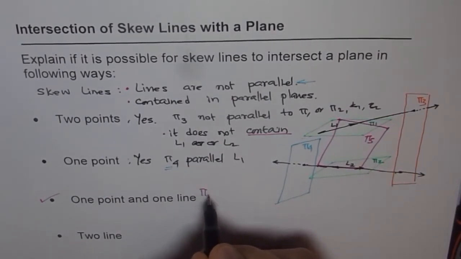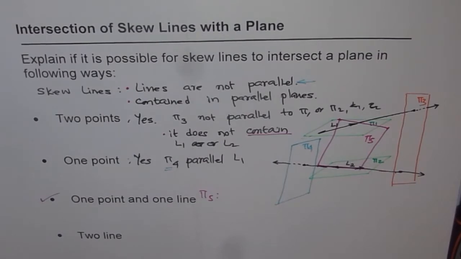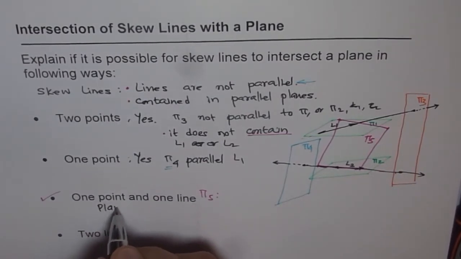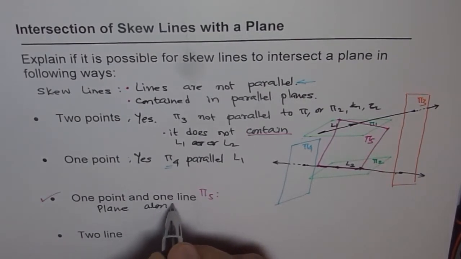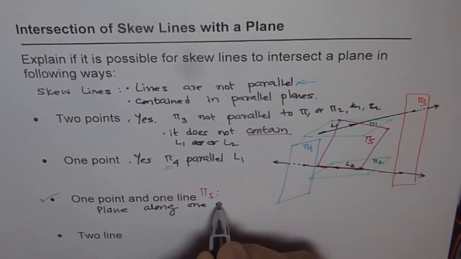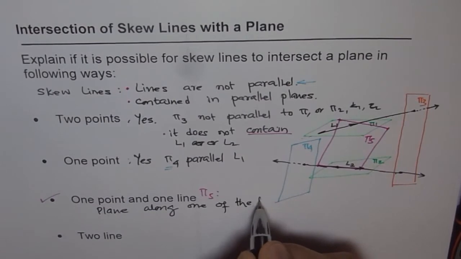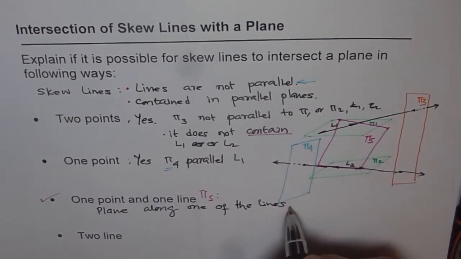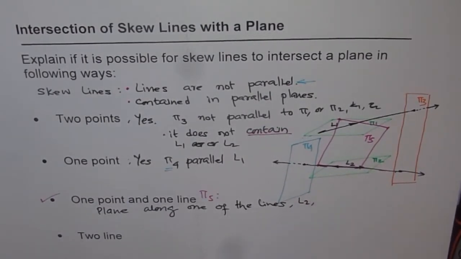What is special about pi 5 is that we have a plane along one of the lines. That line in this case was L2, which I have shown here. If the plane is along one of the lines, then it intersects on one line and the other line intersects at a point, correct? That is how it is.